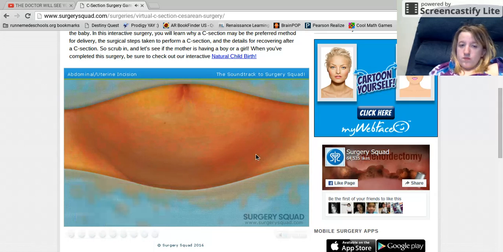Now use the scalpel to make the abdominal incisions. As the incisions are made, you'll need to separate the layers of tissue, fat, and muscle.